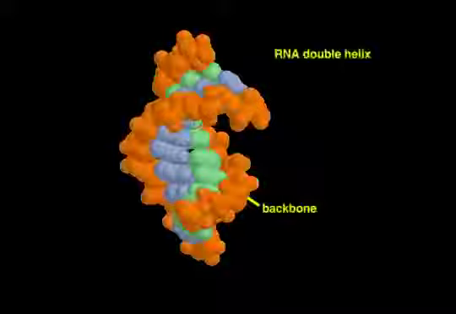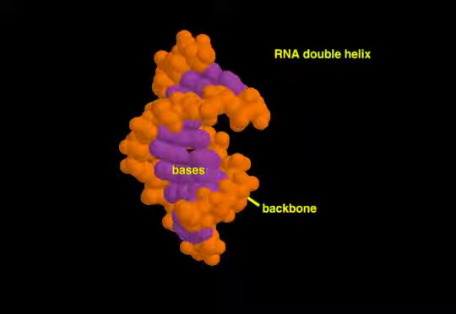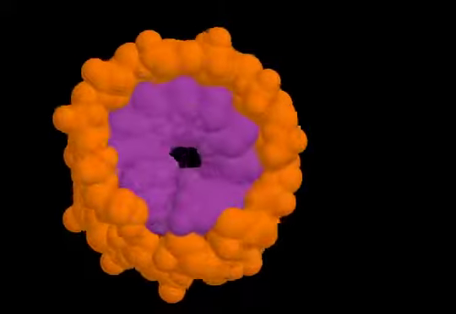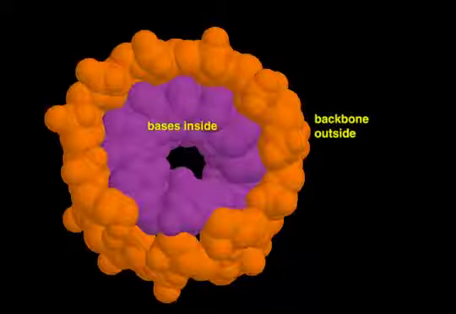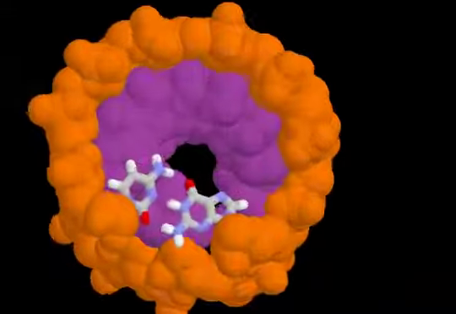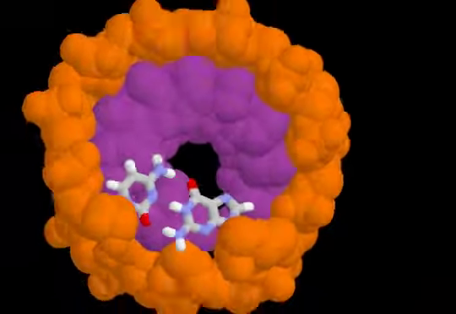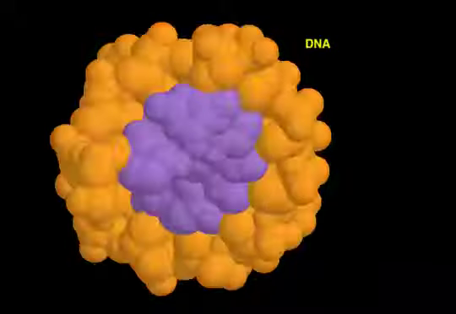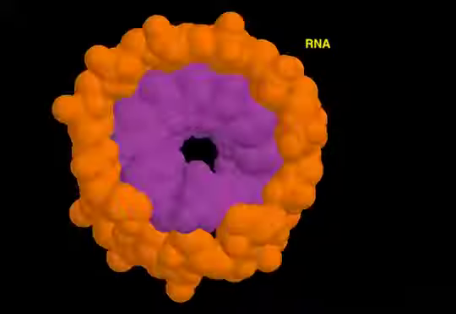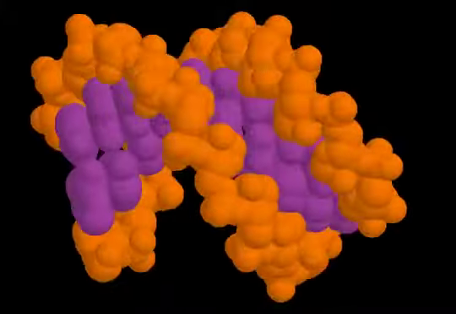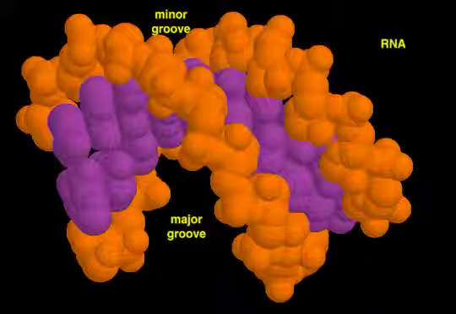Like DNA, RNA strands can also pair to form a double helix. The paired nucleotide bases are packed in the middle of an RNA helix, surrounded by the backbone. The RNA helix has a different geometry than a standard DNA helix. For example, the RNA helix has a hole down the middle and also has a significantly narrower and deeper major groove.